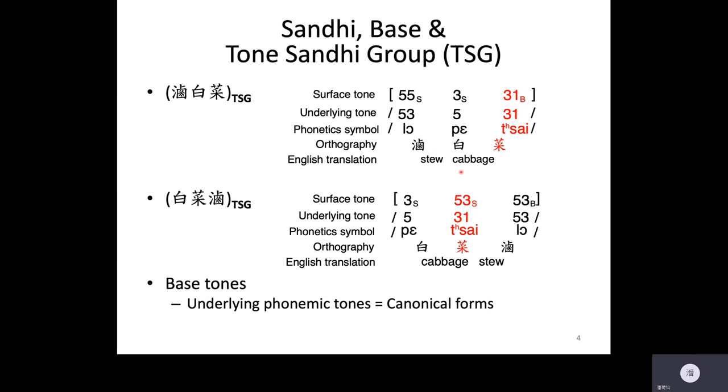Within a tone Sandhi group, the final syllable carries the canonical phonemic tone, which is also called bass tone. Bass tones are also known as juncture or citation tones. Here we will refer to the tone in tone Sandhi group final position as bass tone. The non-final syllable carries Sandhi tones according to the Sandhi rules. For example, the syllable cai in stewed cabbage is produced as cai in cabbage stew.